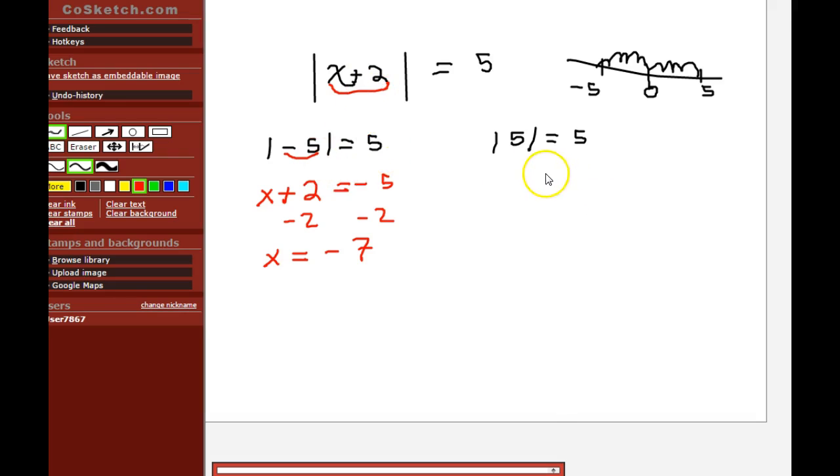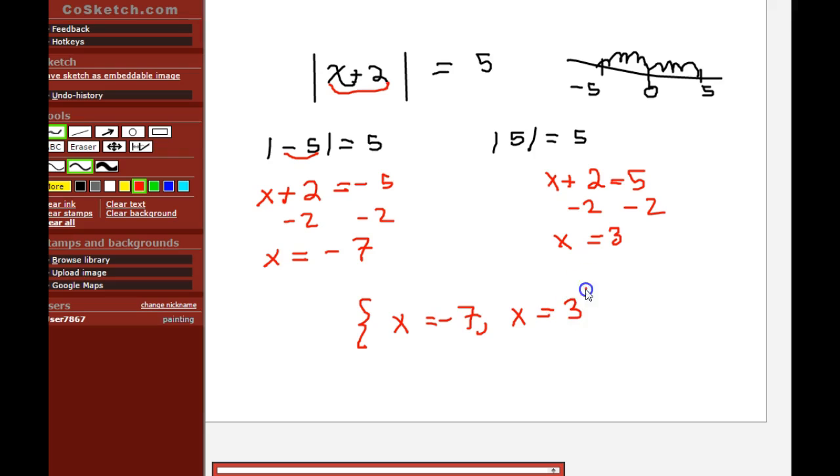In the other case, you let x plus 2, what's inside the absolute value, equal +5. So subtracting 2 from both sides, x is equal to 3. Just check that. 3 plus 2 is 5. The absolute value of 5 is 5. Works perfectly. So our solutions are x is equal to -7 and x is equal to 3. So there we have it.